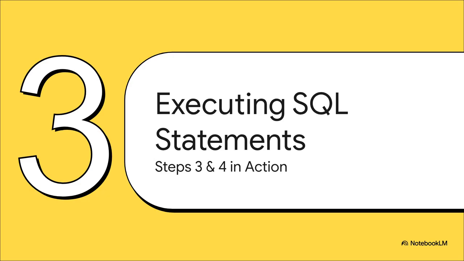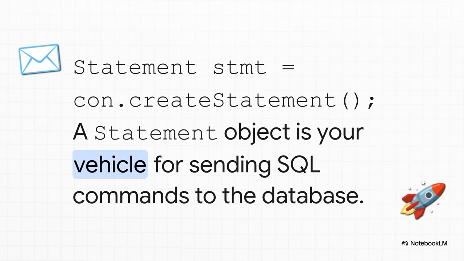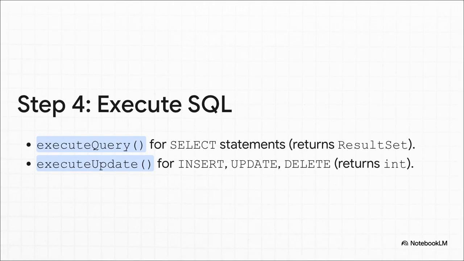So we're in. We have a live connection. Now for the fun part, actually doing something. Steps 3 and 4 are where we build our SQL command and send it over. Step 3 is to create a statement object. It's super simple. You just take your connection object and call createStatement. I like to think of the statement as the delivery truck. It's the thing that's going to carry your SQL query from your Java code over to the database. And now, step 4, executing the SQL.